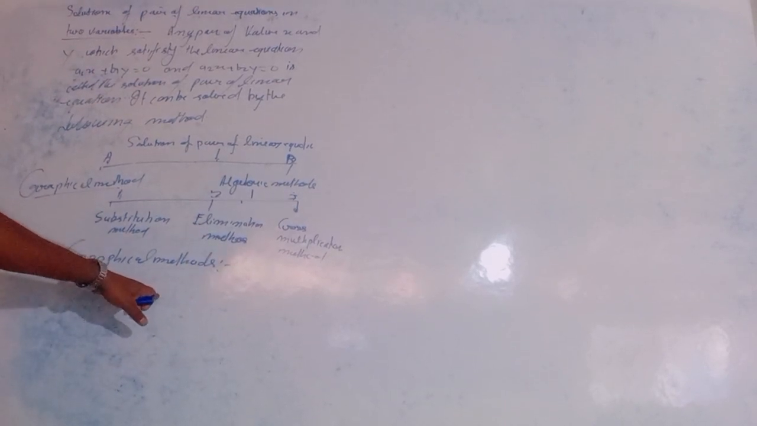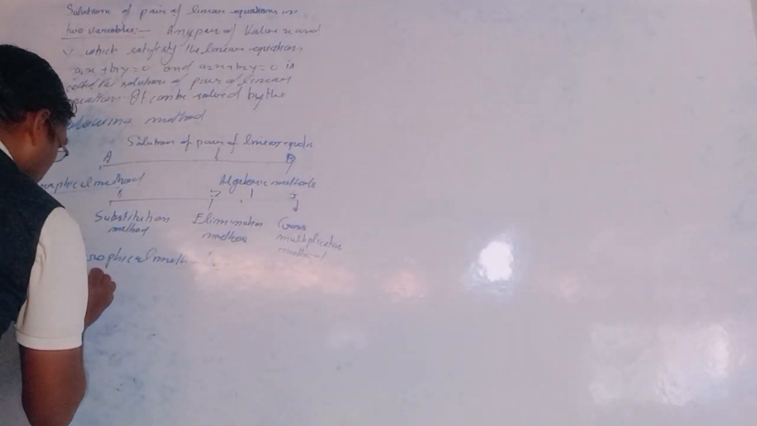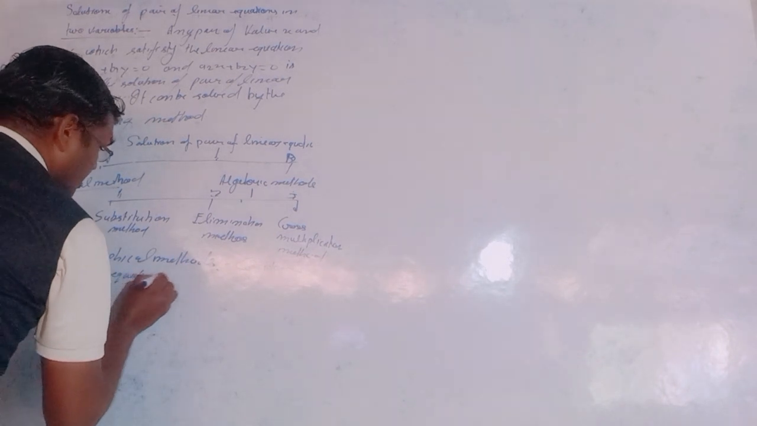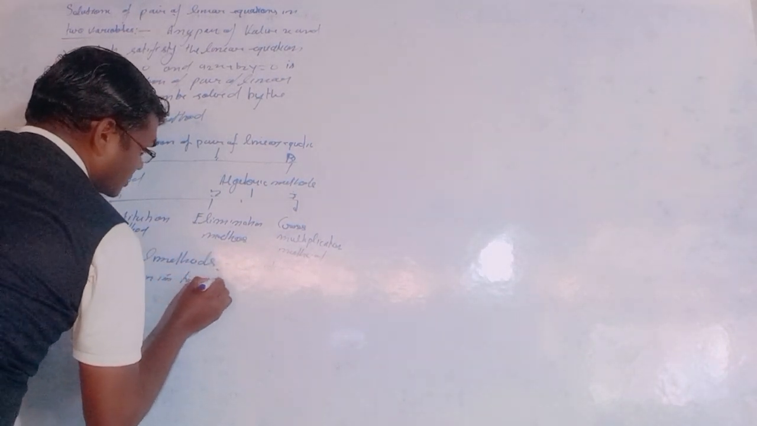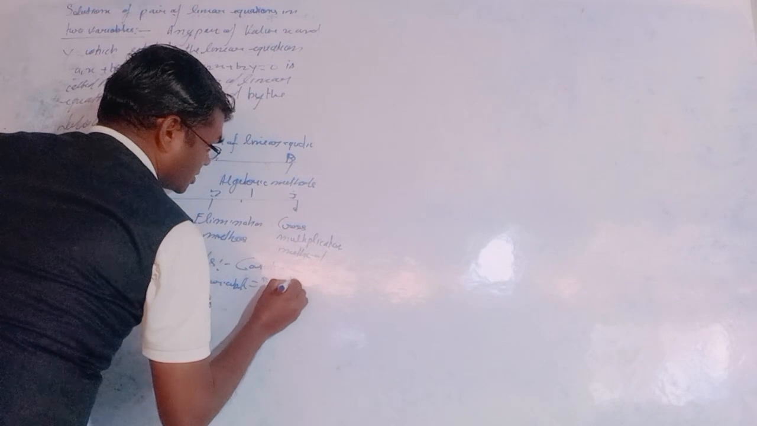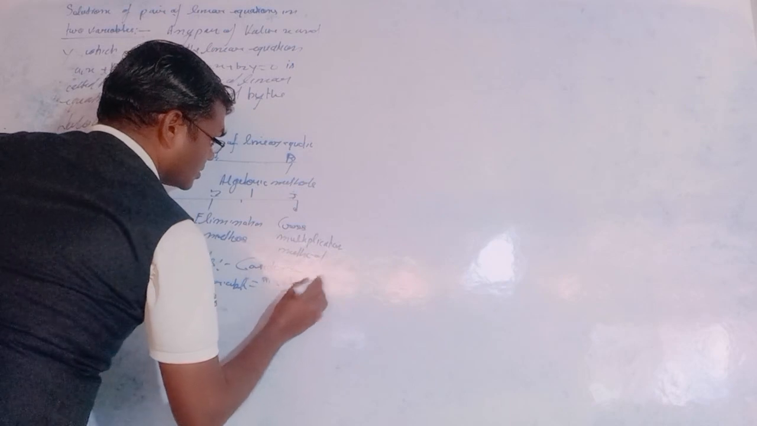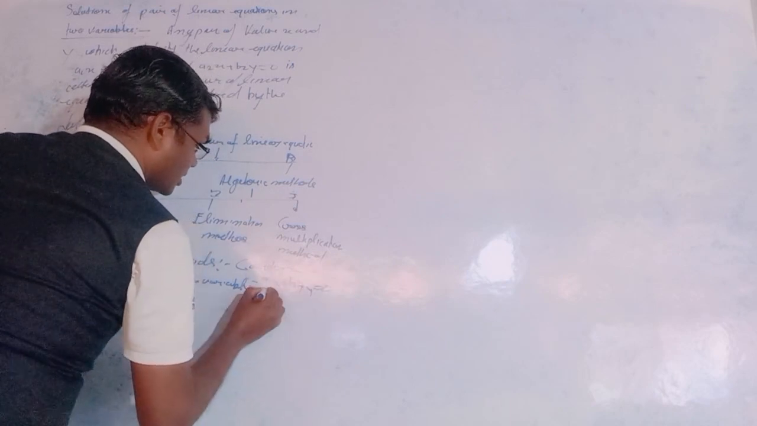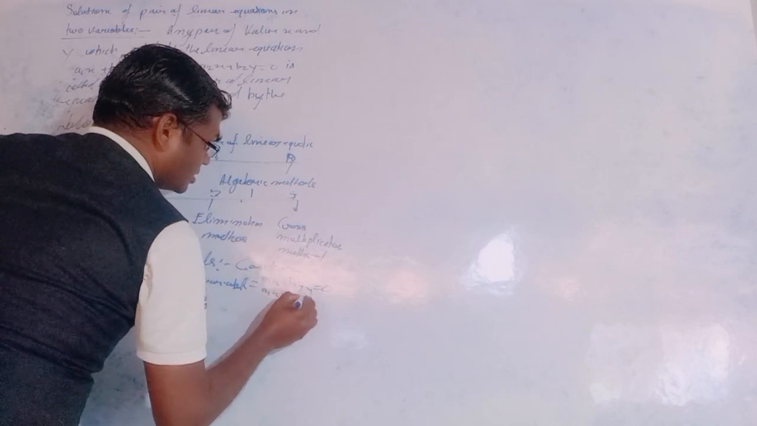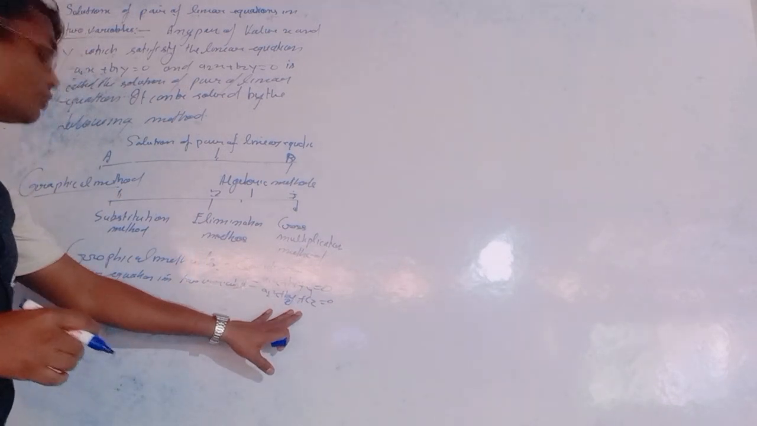First, consider linear equations in two variables: a1x plus b1y plus c1 is equal to 0, and a2x plus b2y plus c2 is equal to 0. These are the two equations.